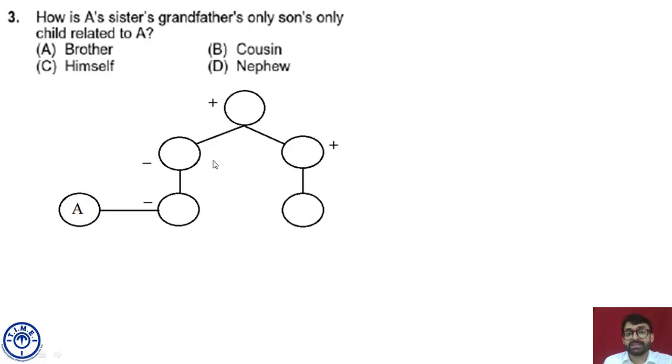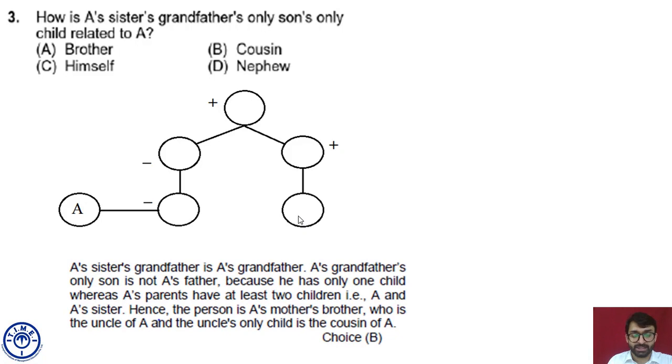So mother's brother's only child is a cousin. Mother's brother's only child has to be a cousin of A. They are in the same generation and their parents are siblings. So they are cousins. Let's move ahead. Question number 3 is done. This is the explanation of the diagram. Answer choice is B, cousin.